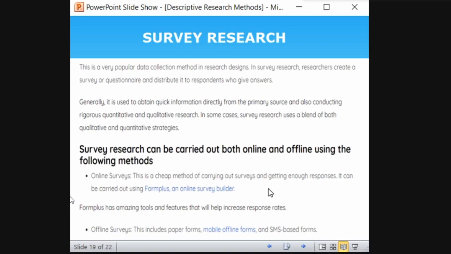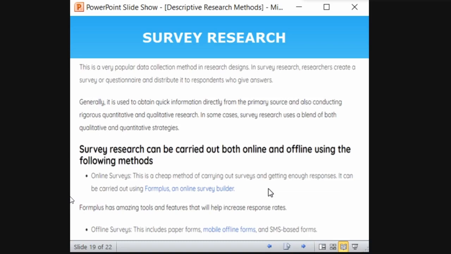Survey, as I discussed, you know what is a survey, right? In simple normal terms, census. So a census record is a kind of survey. This is a very popular data collection method. Researchers create a survey or questionnaire and distribute it to the respondents. Survey methods in data collection include questionnaire, interview, schedules. So these are different kinds of survey methods, and also online surveys. Generally, it is used to obtain quick information directly from the primary source and also for conducting rigorous quantitative and qualitative research. In some cases, survey research blends both quantitative and qualitative strategy.